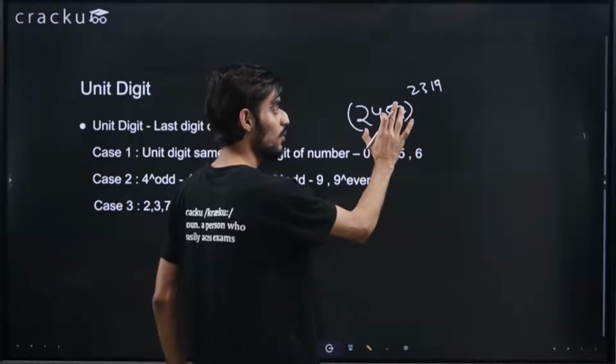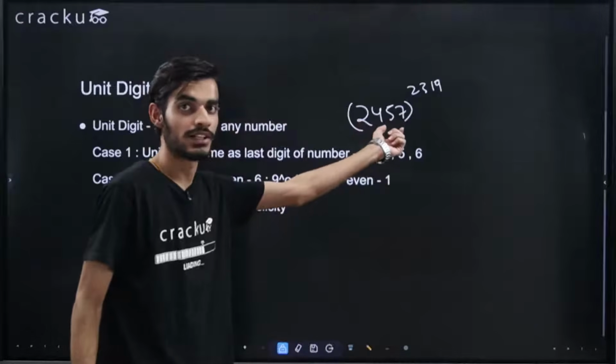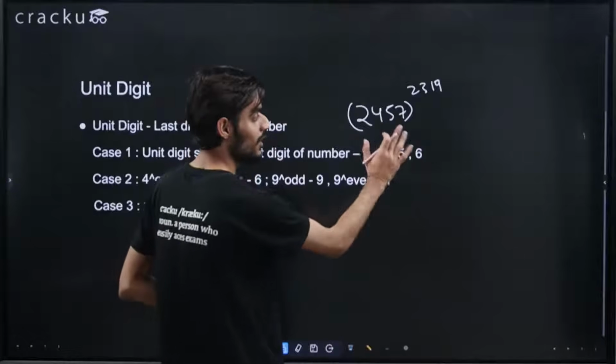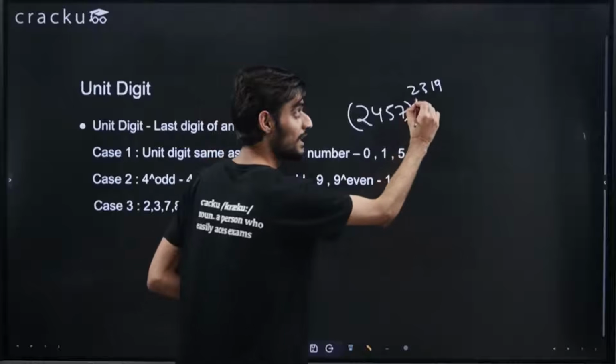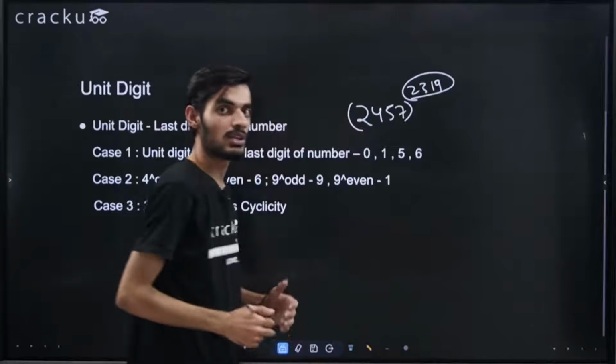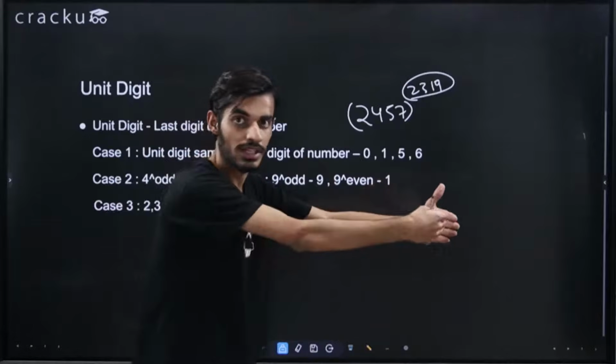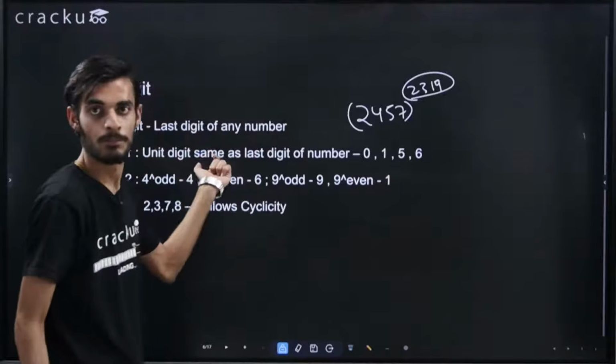Basically, what we need to do is find the last digit, that is the unit digit, of this number when we open the bracket and multiply 2457 this many times. The number that will come to the last digit, the rightmost side, that is the unit digit, we need to find that. Okay.